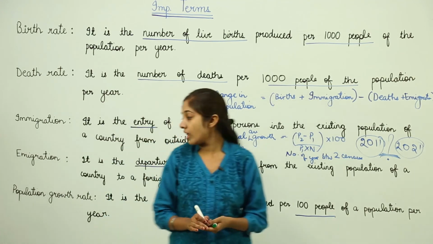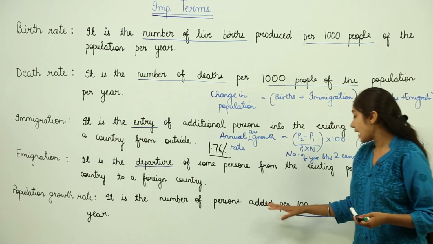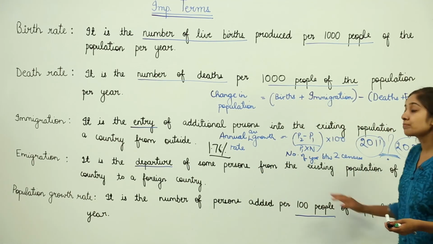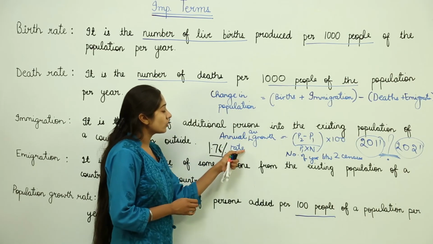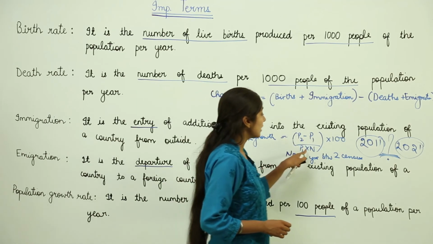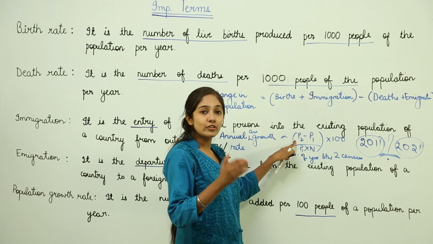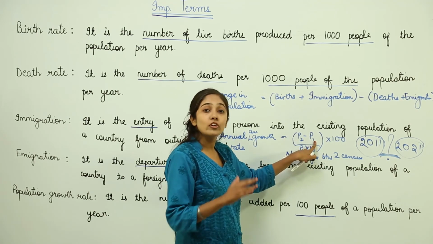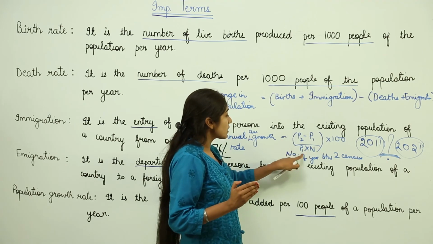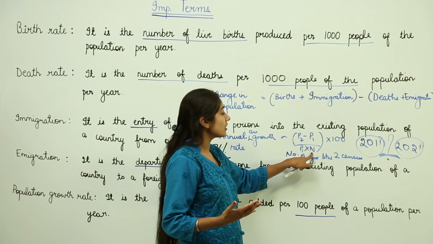So let us recall, population growth rate is defined as the number of persons added per 100 people of a population per year, right? And how will we calculate this annual average growth rate? (P2 minus P1) upon P1 into N into 100. P2 is the population size according to the present census, right? P1 is the population size according to the previous census, and this P1 is again according to the previous census, and this N is the number of years between two census.